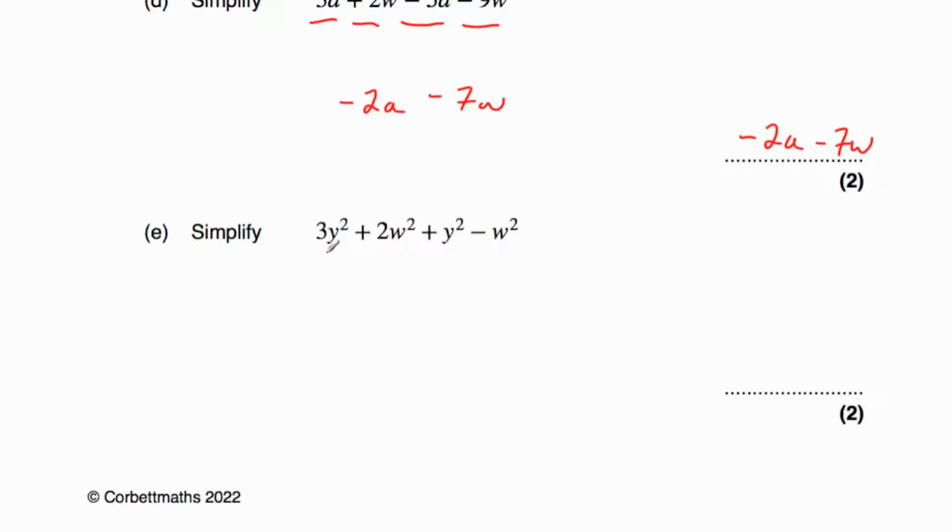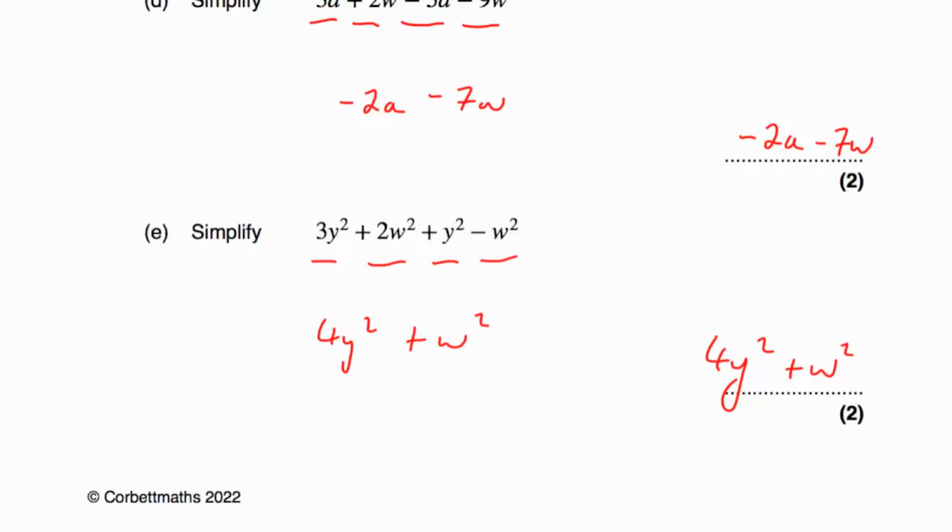Okay, question E. Question E says simplify 3y squared plus 2w squared plus y squared minus w squared. So let's deal with the terms involving y squared first of all. We've got 3y squared plus another y squared, that'll be 4 lots of y squared, so 4y squared. Then our terms involving w squared, so 2 lots of w squared, take away 1 lot of w squared, will leave you with 1 lot of w squared, or plus w squared. We're not going to write the 1 there, so the answer would be 4y squared plus w squared.